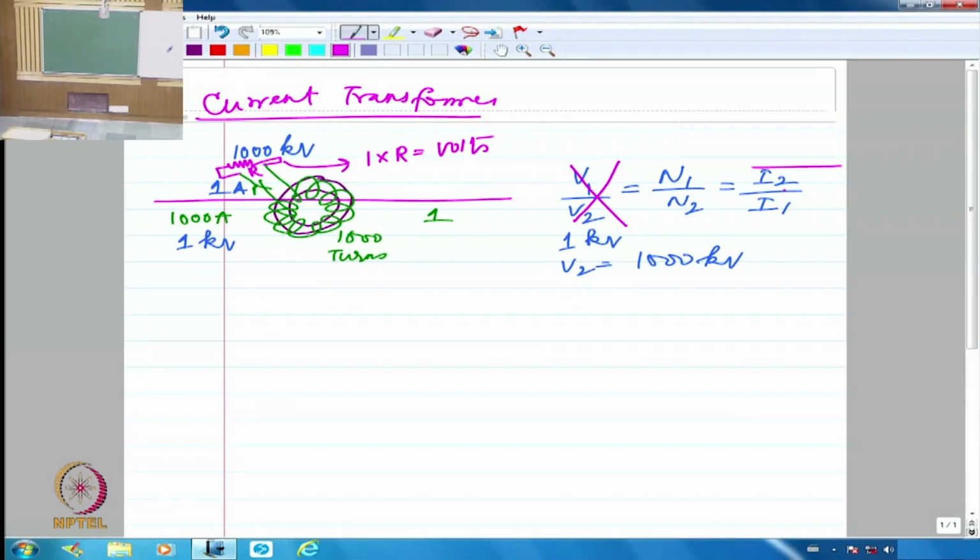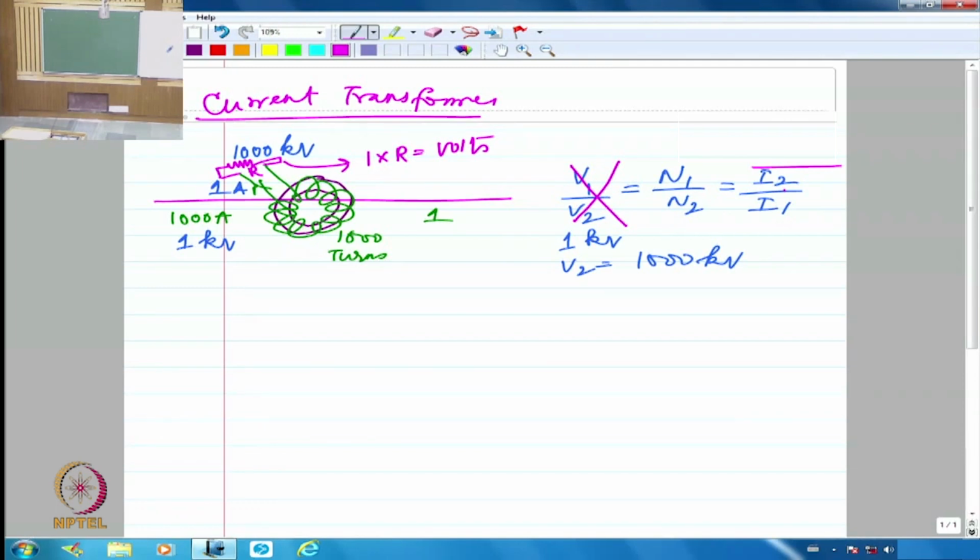Same way, in short circuit test condition of a transformer, V2 is 0, because of which N1 by N2 equal to I2 by I1 is only valid. That cannot be equated to V1 by V2. That is not valid because V2 is 0.